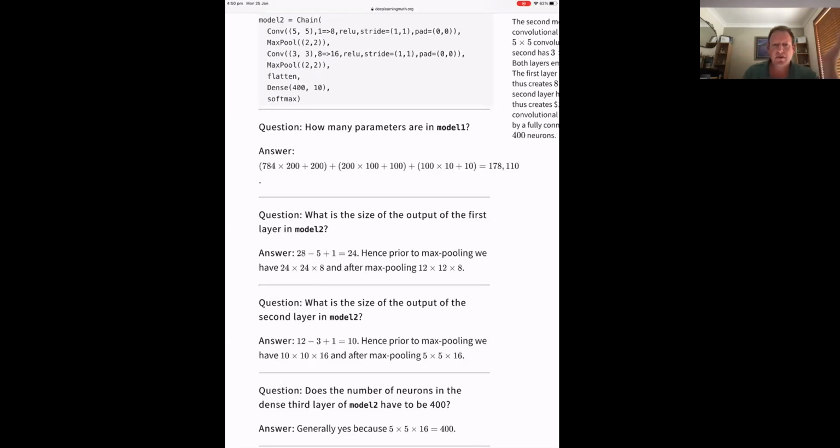How many parameters are in the second convolutional layer? How many parameters are there? So for this, we need to think. Take a second to think on how many parameters are in the second convolutional layer. Let's see. So we said 16 filters. What's the size of each filter? How many parameters in a single filter?